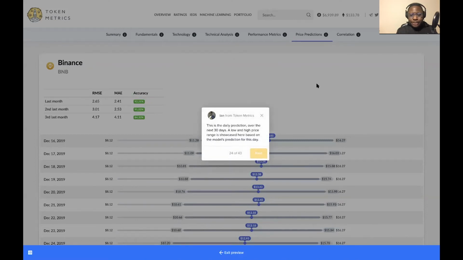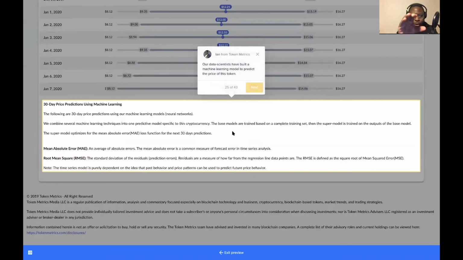This is the daily prediction over the next 30 days. A low and high price range is showcased based on the model's prediction for this day. So as you can see, we go through and we give you the price prediction over the course of 30 days. And if you want to read more information, our data scientists have some notes down here at the bottom that walk you through what each metric means.